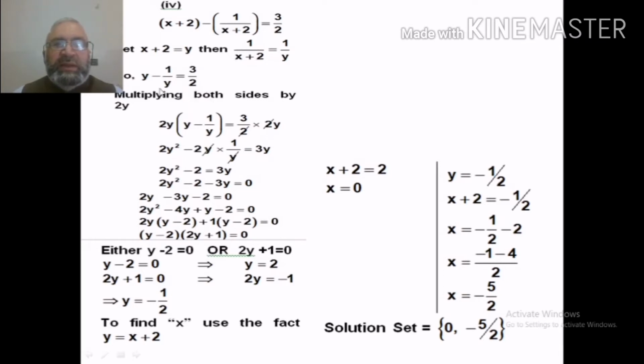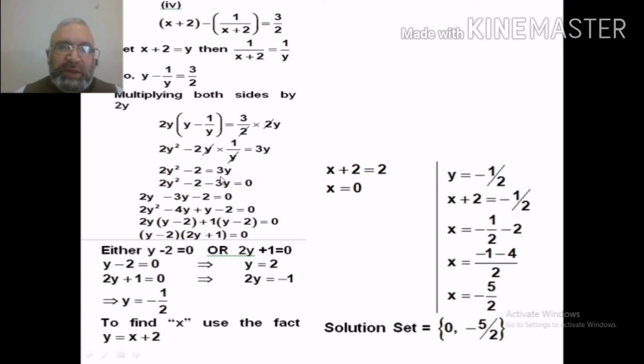Now simplifying this equation, multiply both sides by the LCM, 2y. We get 2y into (y minus 1 over y), and 3 by 2 multiplied by 2y. So we get 2y square minus, here y cancels, minus 2. On the right side, 2 cancels, and it is equal to 3y. Thus 2y square minus 2 minus 3y is equal to 0.